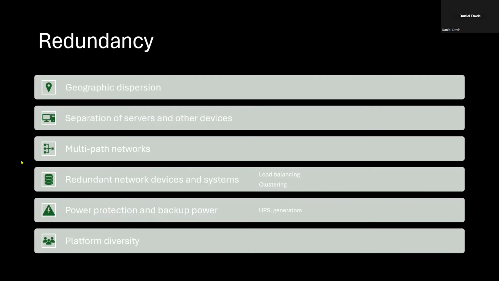Multipath networks. Here we want to make sure that if a single device fails or a single cable or something like that has some type of issue, we have another option to fail over to.